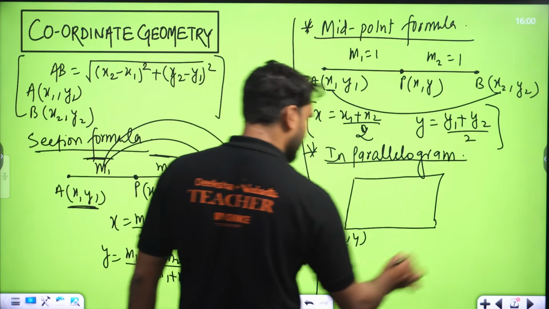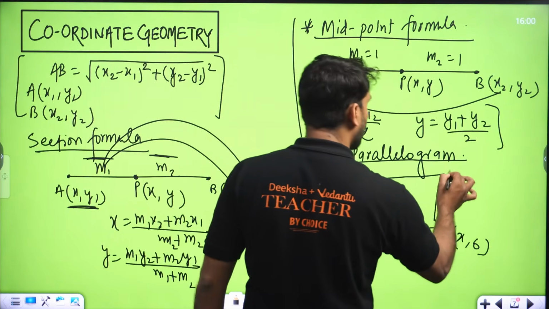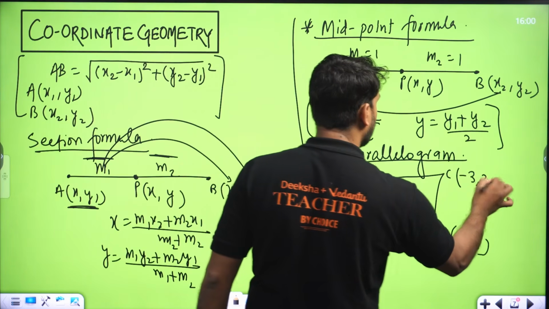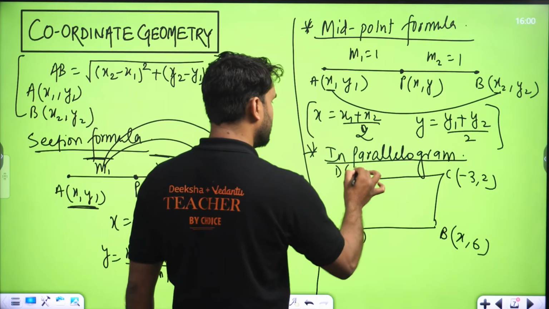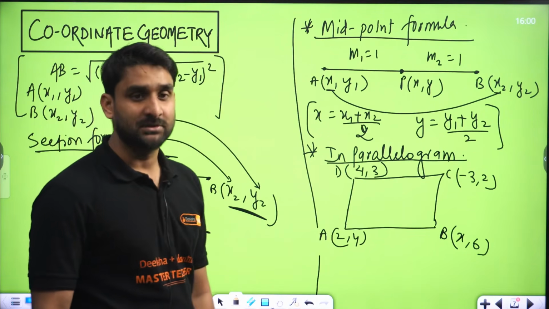Coordinate A is (2, 4). Coordinate B is (x, 6). Coordinate C is (-3, 2), and coordinate D is (4, 3). Then what will be the value of x?